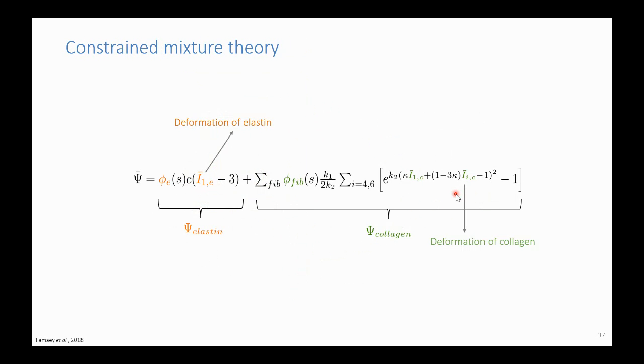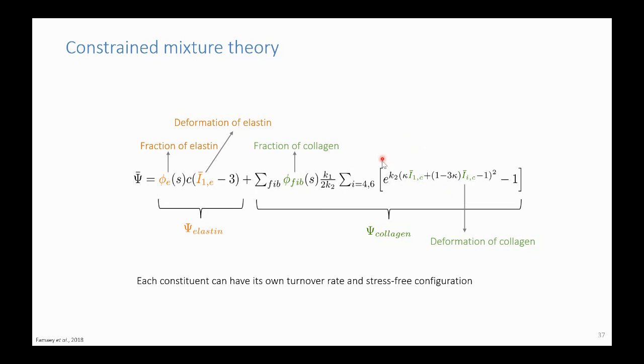So the history of collagen is far shorter, and there's less deformation that this collagen has experienced when you look at it in time. And also we can allow the fractions of elastin and collagen to change. So each constituent can have its own turnover rate and stress-free configuration, so its own deformation gradient. Here, I'm not showing the deformation gradient, it's the invariant, or one of the invariants of this deformation gradient.